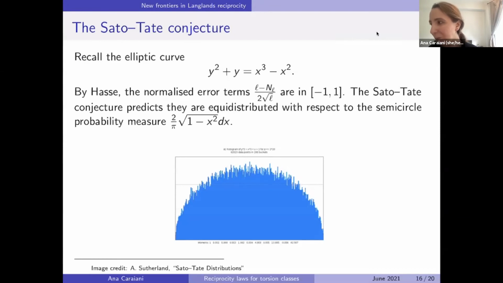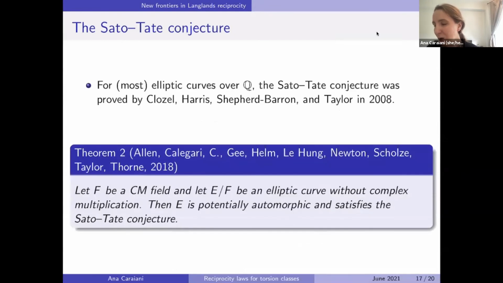So for most elliptic curves over Q, the Sato-Tate conjecture was proved by Clozel, Harris, Shepherd-Barron, and Taylor in 2008. And the few remaining cases were solved maybe just a couple of years afterwards. Now, for elliptic curves over CM fields, such as imaginary quadratic fields, we were able to obtain this result in 2018. And this is a result of a large collaboration.